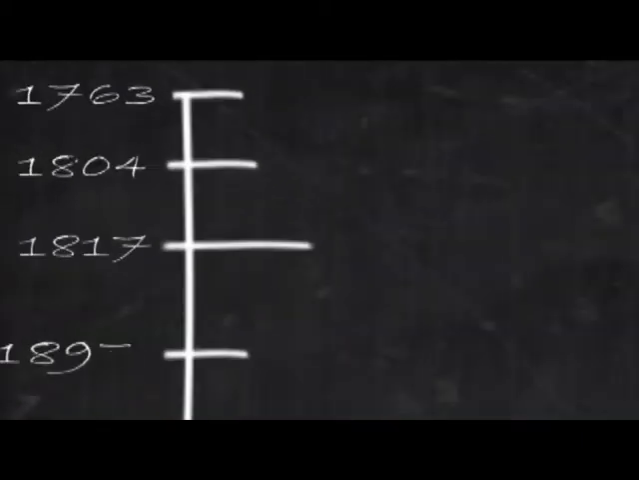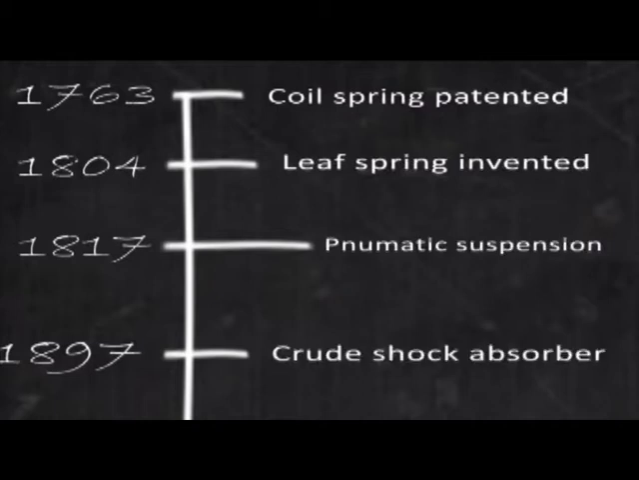In 1763, a man called R. Trentwell designed and patented the first coil spring. The coil spring offered the advantage of not having to be dismantled, maintained and oiled to stop it from squeaking.